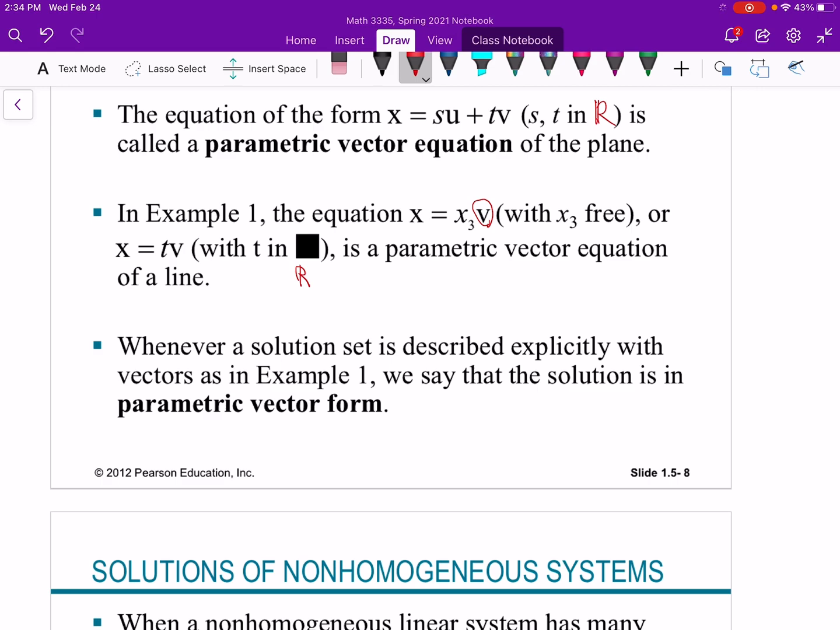So x equals any constant times the vector, t v. It's called a parametric vector equation. Parametric is referring to this parameter t right here. So whenever a solution set is described explicitly with a vector as in example 1, we say the solution is in parametric vector form.